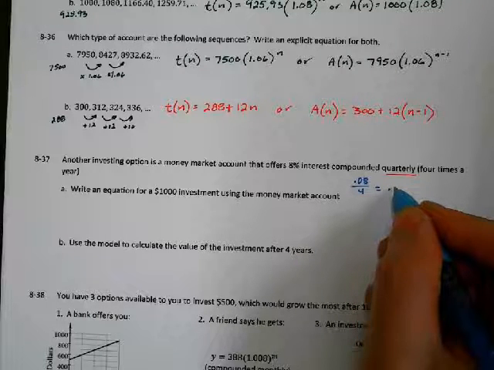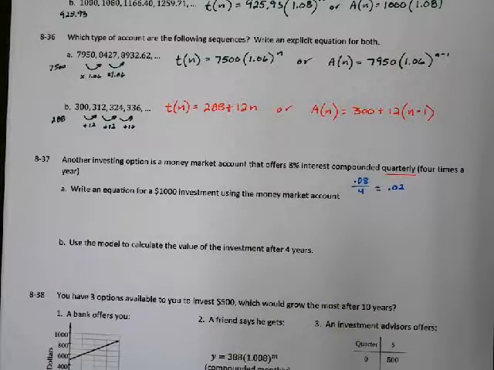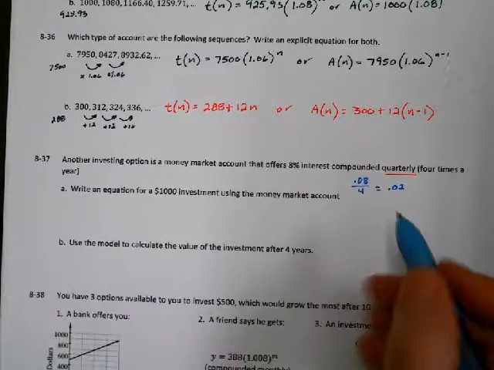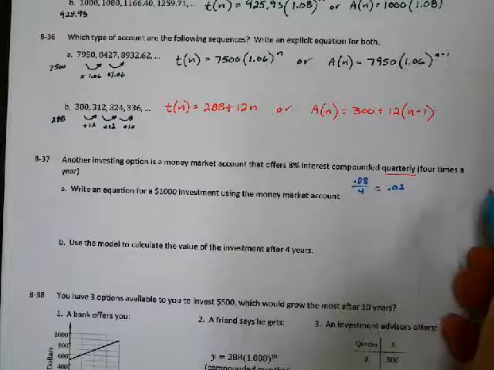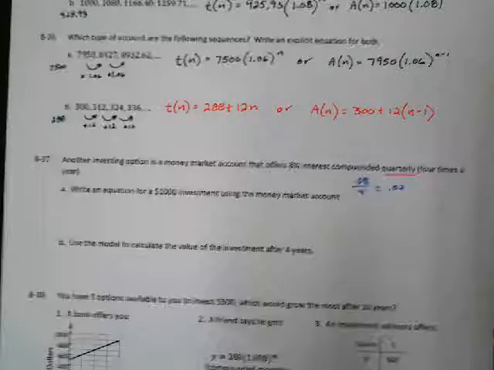So I'm going to get 2% after 3 months, 2% after another 3 months, 2% after another 3 months, and then after a year, that'd be a total of 8% that I would get. But it's compounded each time.